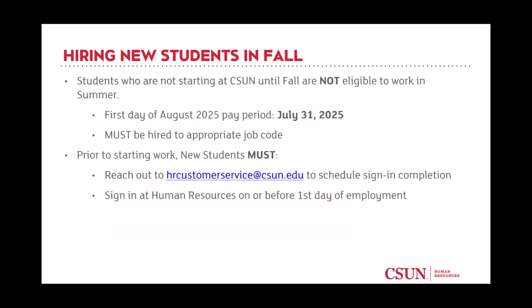Yes, new students who are beginning in the fall are not eligible to work in the summer. The first day of the August 2025 pay period would be July 31st, 2025. That's the first day they can work. And as a reminder, that would be under the 1860 or 1861 job code. More to come on that, and we'll explain in a later webinar. Prior to starting work, those new students must reach out to HR customer service at csun.edu to schedule a sign-in completion, and they need to sign in with HR on or before their first day of employment, just to make sure they're in compliance with I-9 rules and all that.